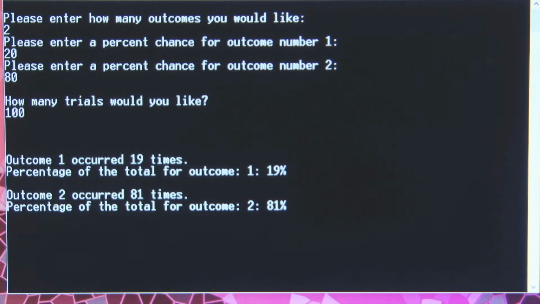Here, the results tell us that outcome 1 occurred 19 times. That means that the percentage of the total for outcome 1 was 19%. Outcome 2 occurred 81 times. The percentage of the total for outcome 2 is 81%. This means that the student got 19% correct on their test and 81% incorrect.